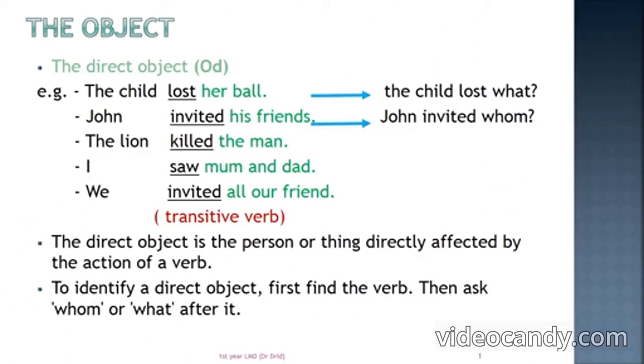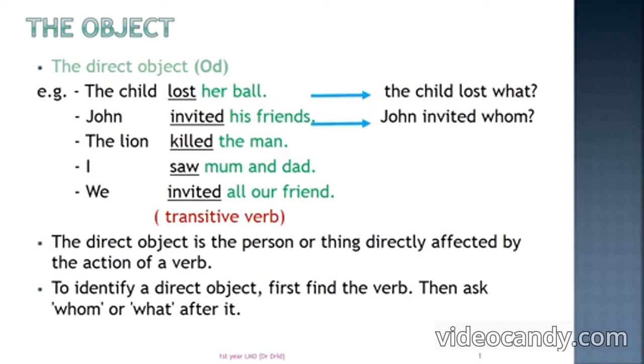First, the direct object. The symbol is OD, capital O, small d. Now the direct object is the person or thing directly affected by the action of a verb. We take the examples. The child lost her ball. What did the child lose? She lost her ball. The child lost what? Her ball. Her ball is directly affected by the action of the verb to lose.